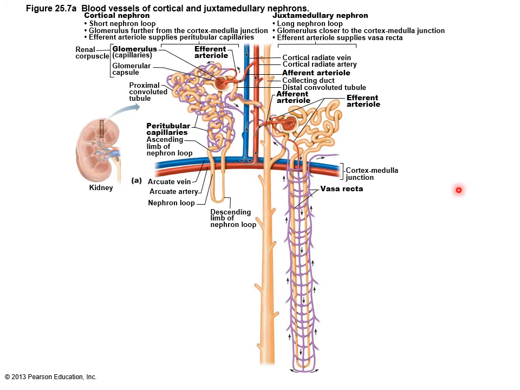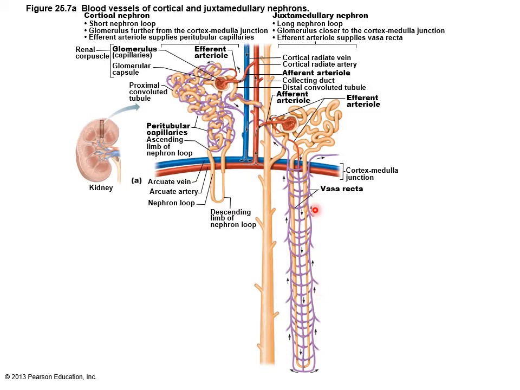Now, there's different types of nephrons. Most of your nephrons are what they call cortical nephrons, and they have very short loops of Henle. Most of those are found in the cortex. 85% of your nephrons are cortical nephrons.